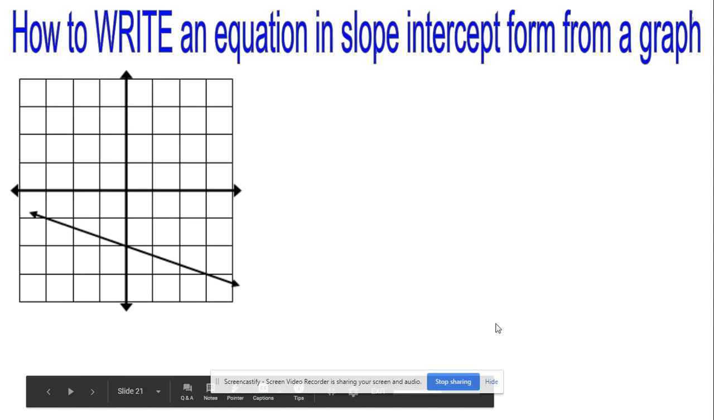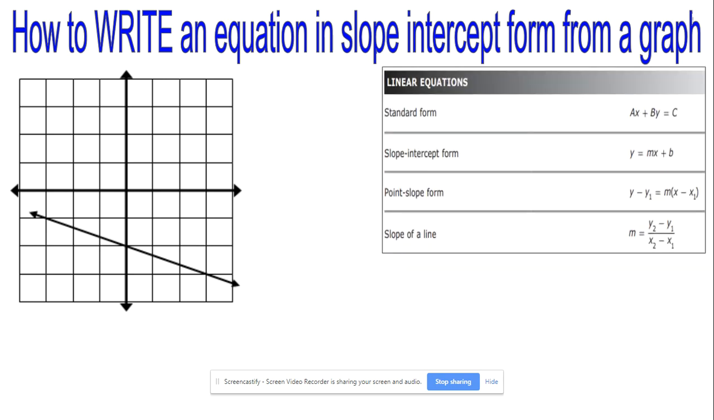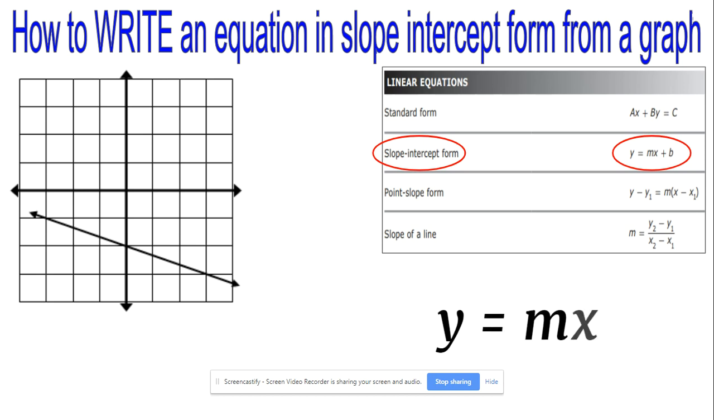All right, guys, we're going to learn how to write an equation in slope-intercept form from a graph. Okay, so again, we want to look at our formula chart because slope-intercept form is y equals mx plus b, where m is your slope and b is your y-intercept. So from a graph, we need to find our slope and we need to find our y-intercept.